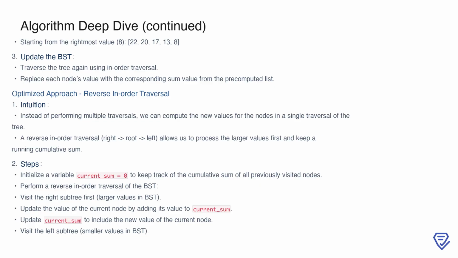To implement this, we initialize a variable current_sum to 0, which will keep track of the running total of all the greater or equal values encountered so far.